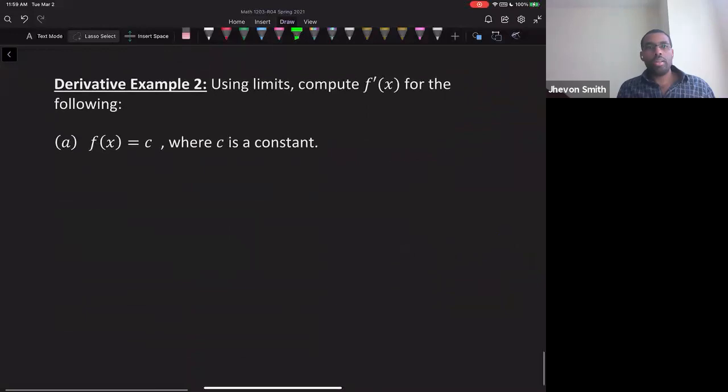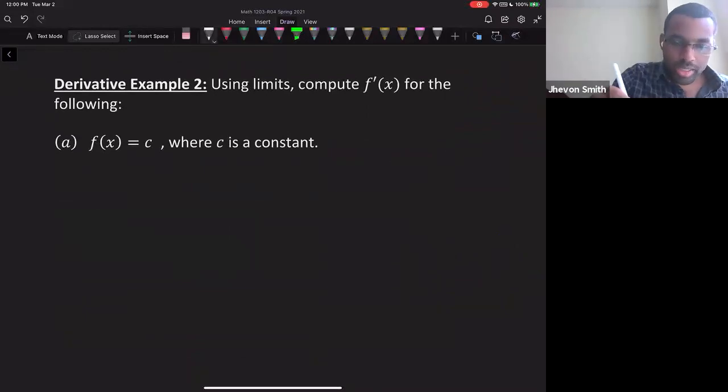Okay. So using limits, which means you have to go through that definition I just gave you, the limit as h approaches 0 of the difference quotient, find the derivative of the following. So just as a concept check, what is the answer going to be here? Turns out you can know what the answer is going to be before you even do it, if you're really understanding what the derivative is about.